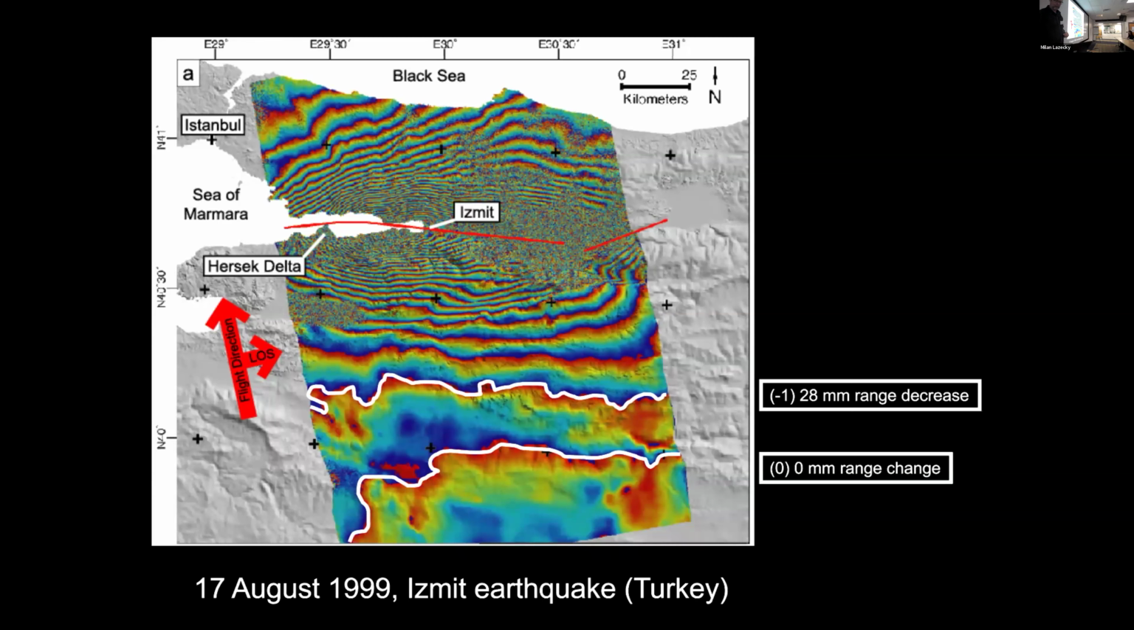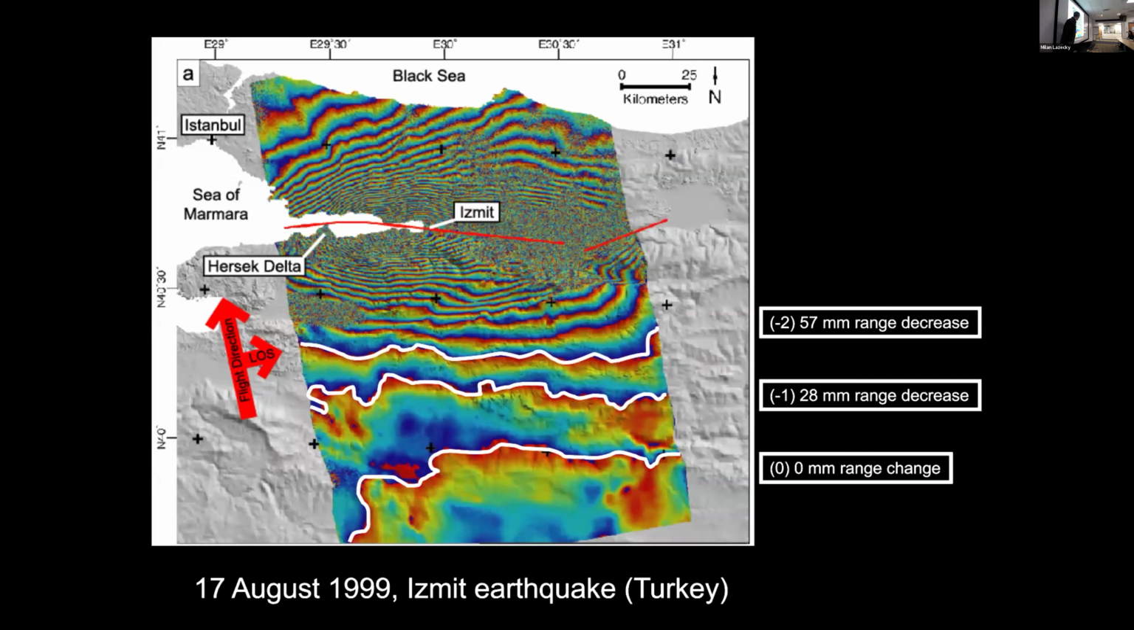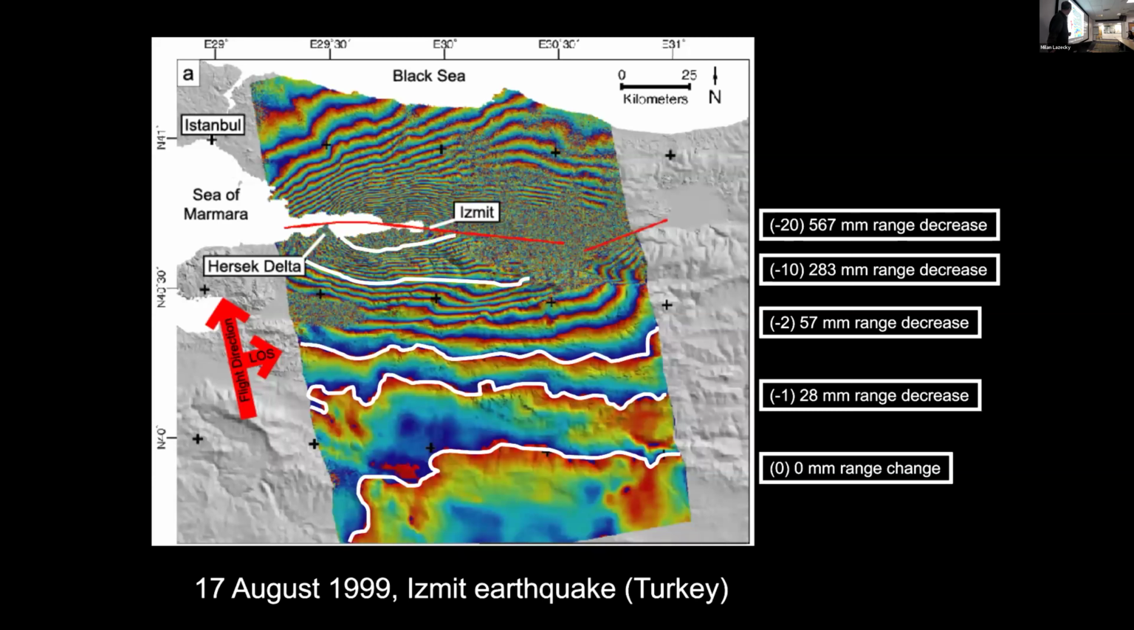Something strange going on here, but I will try and ignore it. If we go through those colors again, we can see we get to 57 millimeters. That's a whole wavelength. We've basically got 2 interference fringes here, and we can keep going, keep counting. That's roughly 10, so about 283 millimeters. That's 20, 567, etc.